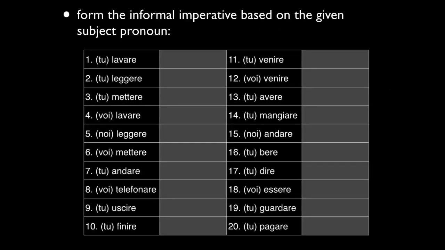Alright, here are the exercises, and in this, you're just going to form the informal imperative based on whatever pronoun was given. So take a look at number 1. Lavare, you want to say wash. I don't know, lava il cane, wash the dog. Or la macchina, lava la macchina. That is lava la macchina. Alright, pause it here. Do those remaining 19 exercises. And then when you're ready, unpause it, and I'll give you the answers.